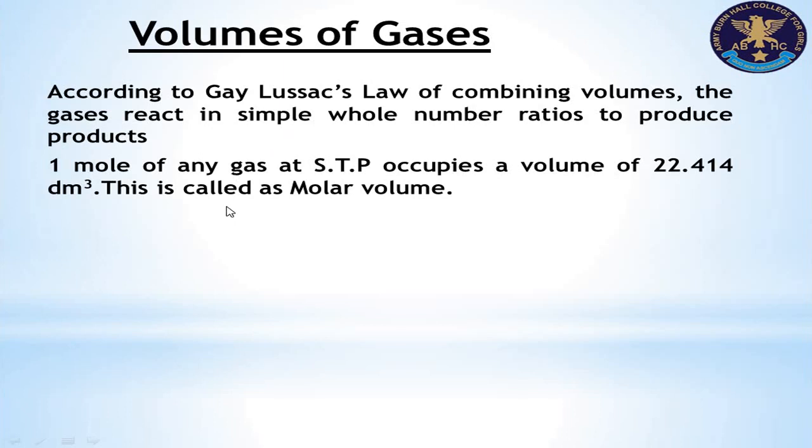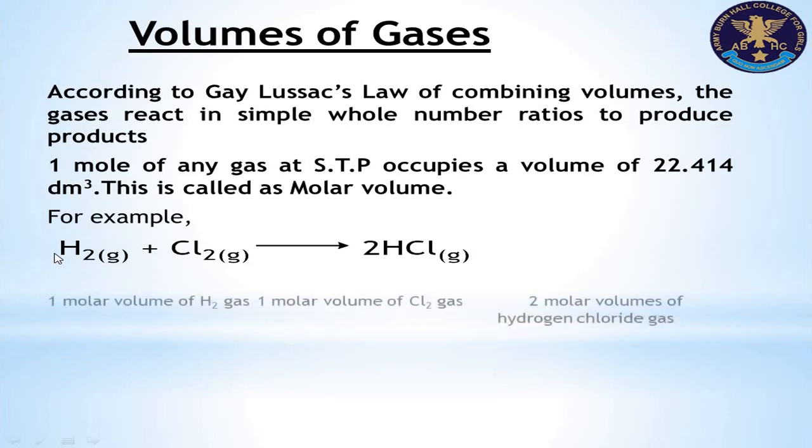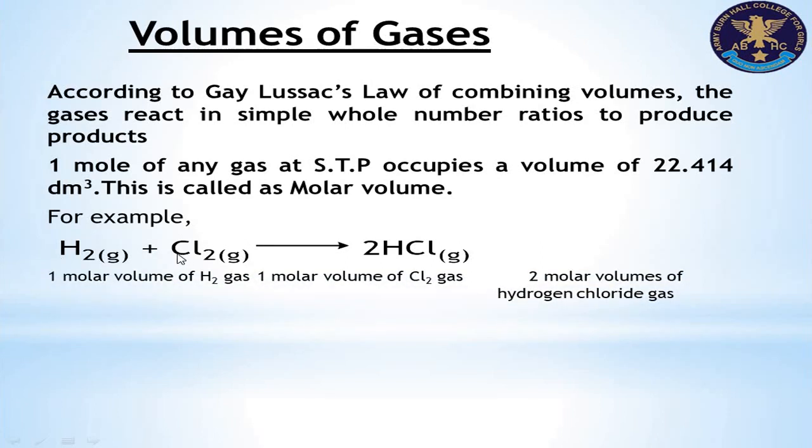I will explain this with the help of an example. For example, if we have hydrogen gas and it reacts with chlorine gas, we will get 2 moles of HCl gas. The G in the subscript indicates the gaseous state. We can also state this equation in this way: 1 molar volume of hydrogen gas combines with 1 molar volume of chlorine gas, and we will have the formation of 2 molar volumes of hydrogen chloride gas.